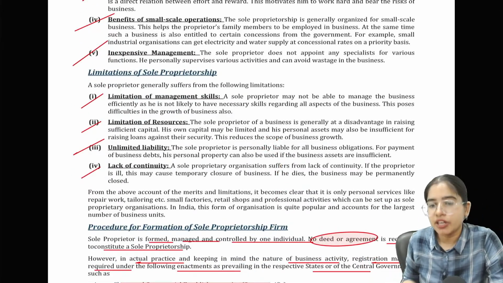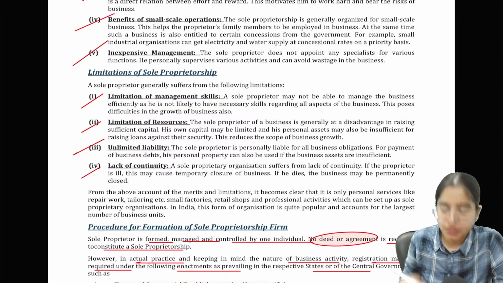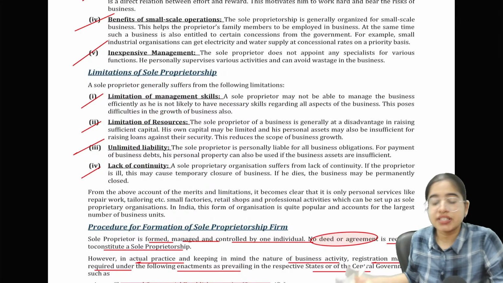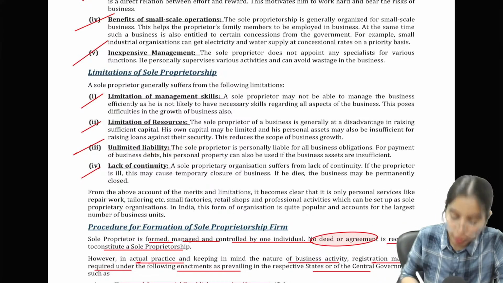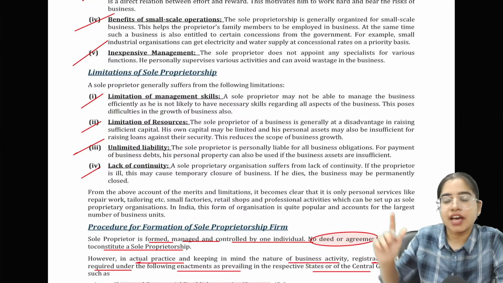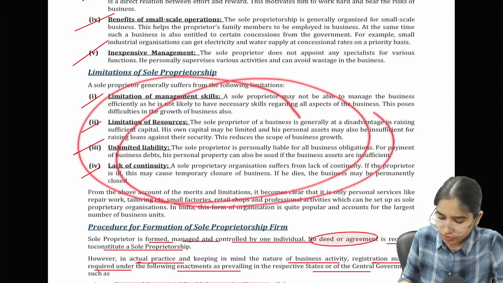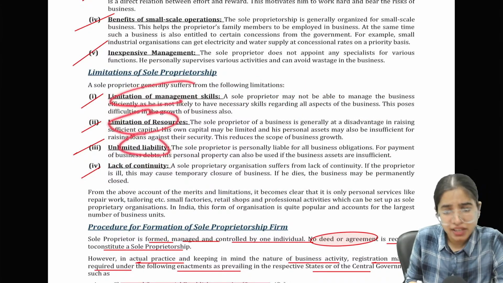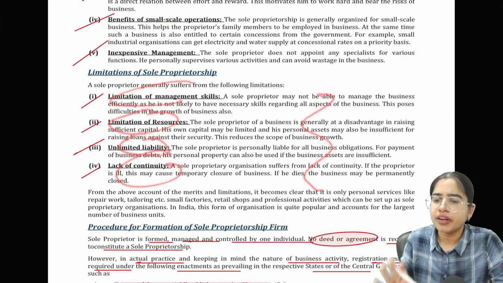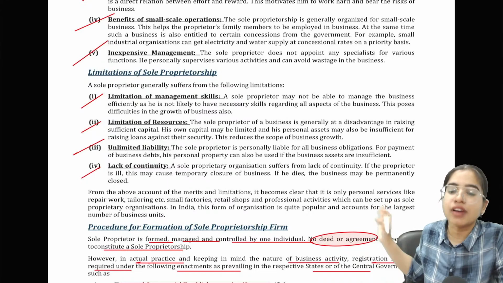Limitations. There are certain limitations also of sole proprietorship, like limitation in management skill because there is only one person. Limitation in resources because capital is invested only by one person. Unlimited liability, a very big drawback. Lack of continuity because as soon as the proprietor dies, the business ends. So these are the limitations of sole proprietorship. And trust me, just read the heading. Rest all you can write in your own language because you understand this. You are reading this since your class 11th.